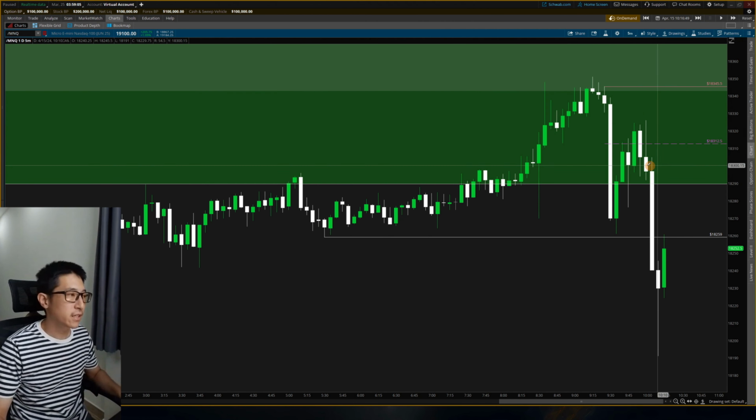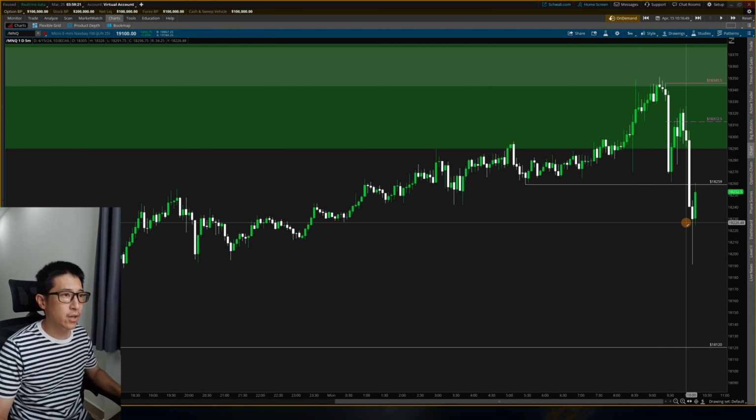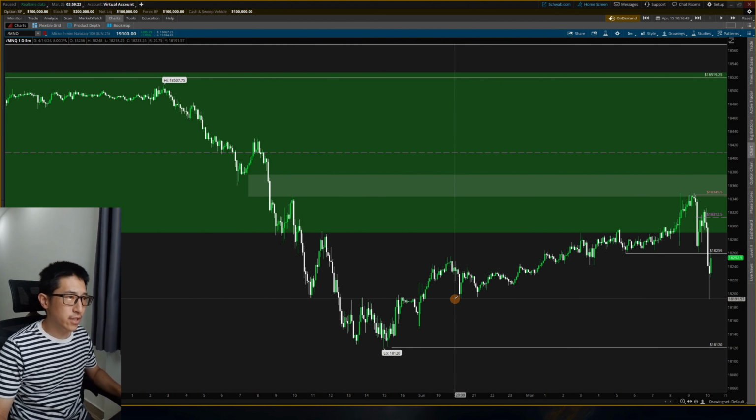I don't think I really want to add here. In fact, I think I went ahead and just took my partial at 18,259. I got a nice win. It was at least 101, which is very good. It did actually come back down to take out these lows back over here.